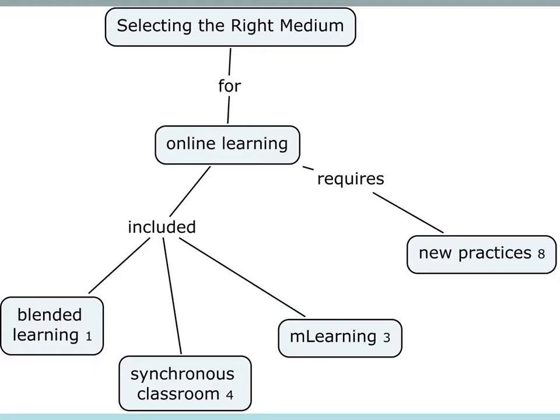The final subtheme illustrates the importance of selecting the right technology medium or platform when designing online learning. Adams, 2013, reported that blended learning was most effective. Hastie, 2007, indicated that synchronous classroom settings were the most effective form of online instruction. Selecting the hardware and software for M-learning directly impacts and influences the teaching approach. Snyder, 2009, proposed that new practices must be considered in the design of online learning.